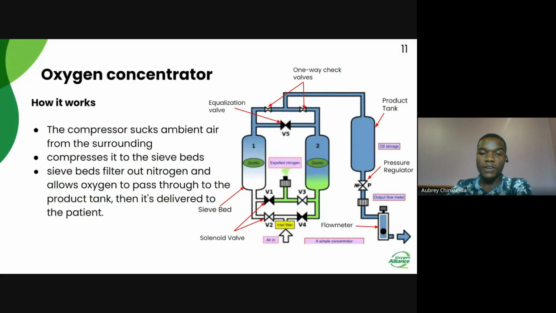The oxygen is then directed into the product tank that's usually fitted with a pressure regulator to control the amount of pressure of the oxygen that is directed to the flow meter, and then it is directed to the patient. So the nitrogen that was filtered out by the zeolite is then vented out through the exhaust muffler during the depressurization process. So as you can see, that's just a pneumatic schematic diagram of an oxygen concentrator.